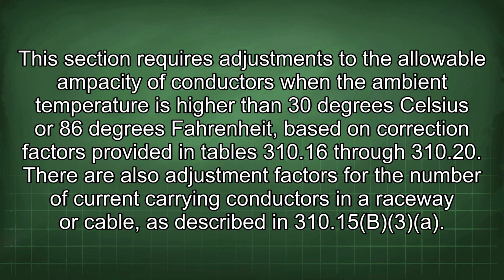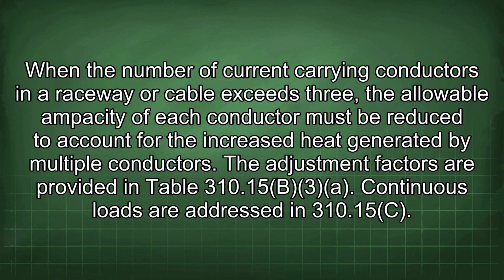There are also adjustment factors for the number of current carrying conductors in a raceway or cable, as described in 310.15(B)(3). When the number of current carrying conductors in a raceway or cable exceeds 3, the allowable ampacity of each conductor must be reduced to account for the increased heat generated by multiple conductors. The adjustment factors are provided in Table 310.15(B)(3). Continuous loads are addressed in 310.15(C).